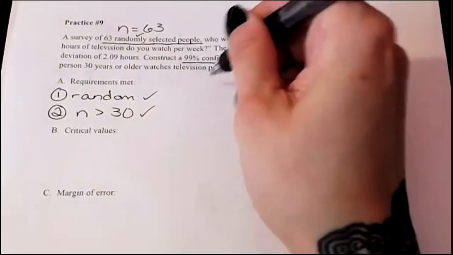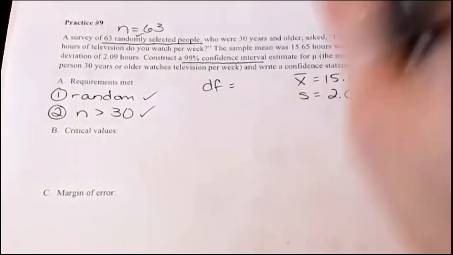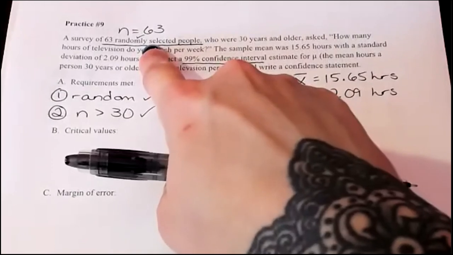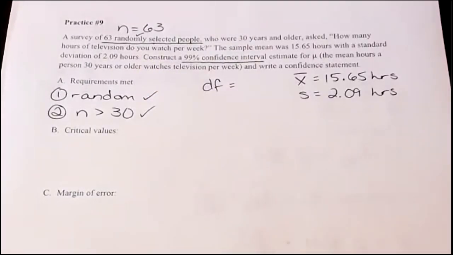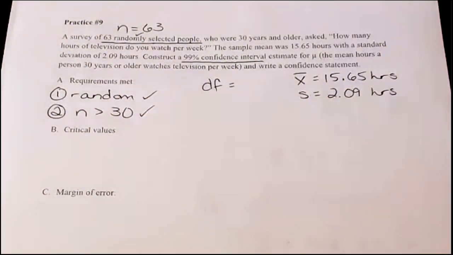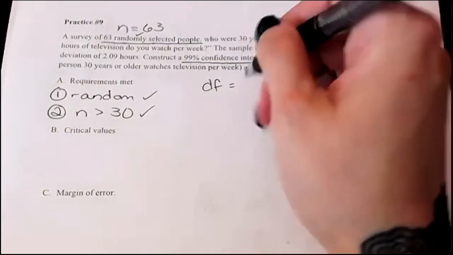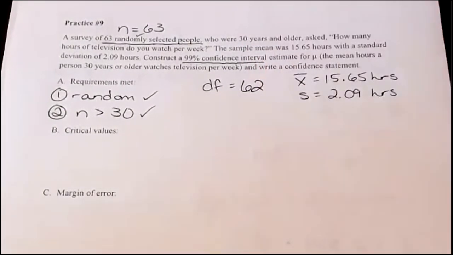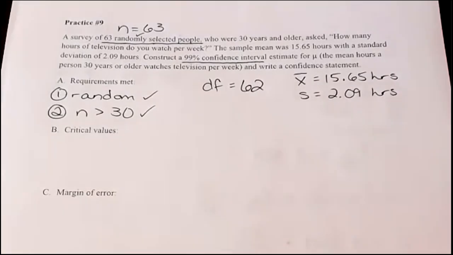I'm going to note here that my degrees of freedom are going to be 1 less than my sample size. If my sample size is 63, my degrees of freedom are going to be 62. It's going to be 1 less.